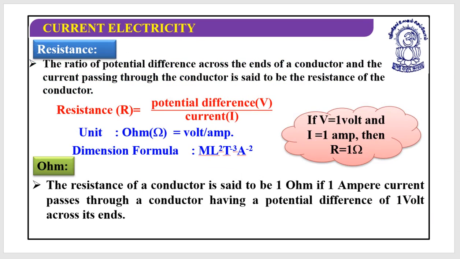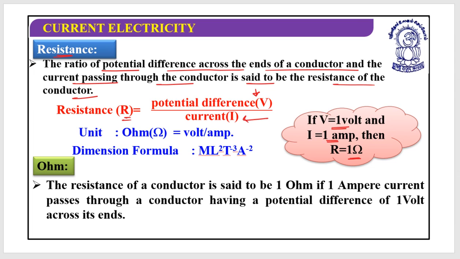Okay, so now what is resistance? What is resistance all about? So let's define resistance. It is the ratio of potential difference across the ends of a conductor and the current passing through the conductor, and is said to be the resistance of the conductor. So I can say R equals potential difference V divided by current I. If I want to define 1 ohm, I can say if the potential difference is 1 volt and current is 1 ampere, then the resistance of the conductor is 1 ohm.